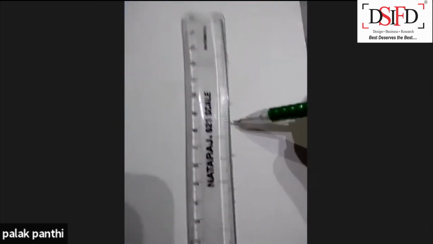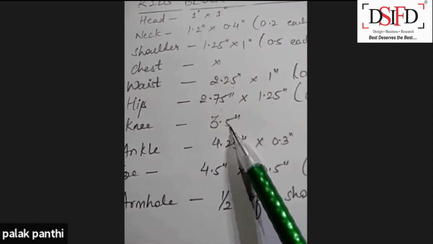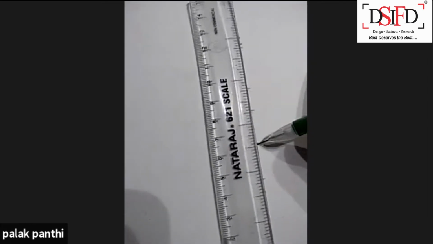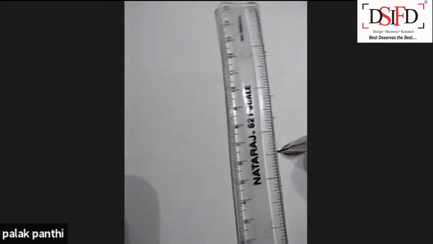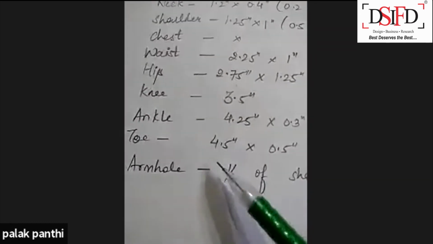4.75 over here. That's our width. Knees, 3.5 centimeter. So 1, 2, 3, and this is 3.5 centimeter. Okay. Then last we have ankle at 4.25 and 4.5 the figure ends.